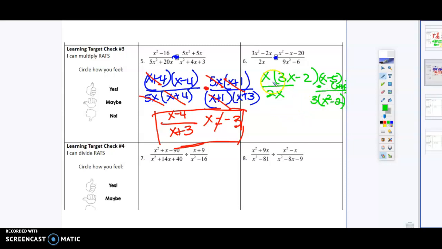So now what we're going to do is cancel out things that are in common. So we have this x right here and this x right here. And that's it. So now we're going to combine all of our stuff together. So 3x minus 2 times x minus 5 times x plus 4. Rewriting everything that's in the top that's not canceled out. 2 times 3, which is going to give me 6 times x squared minus 2.